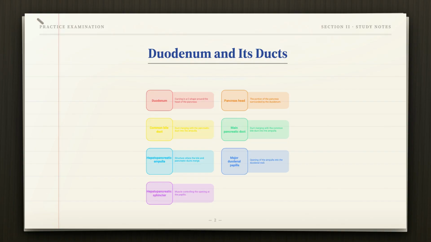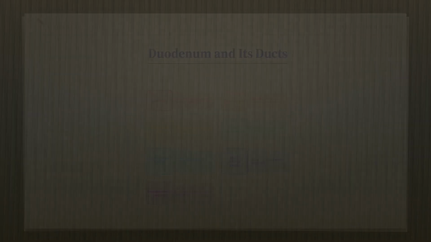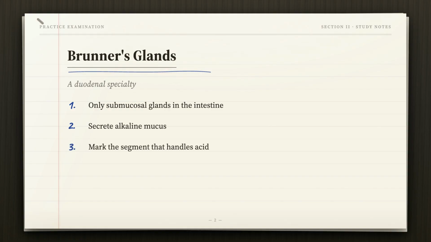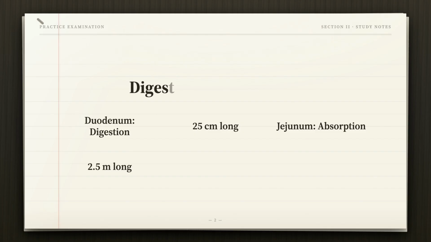Chyme arrives at pH 2, and bicarbonate plus alkaline mucus from Brunner's glands neutralize it so enzymes can work. Brunner's glands are worth knowing because they're the only submucosal glands in the entire intestine, marking the duodenum as the segment built to neutralize acid. Further along, their absence signals that neutralization is already finished.